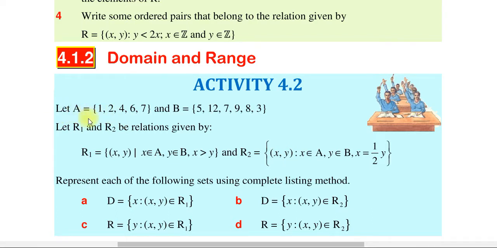Let set A be the set of 1, 2, 4, 6, 7 and set B be the set of 5, 12, 7, 9, 8, 3. Let R1 and R2 be relations given by: R1 is the set of (x, y) such that x is an element of A, y is an element of B, and x greater than 1; and R2 is the set of (x, y) such that x is an element of A, y is an element of B, and x equal to 1 over 2 y.